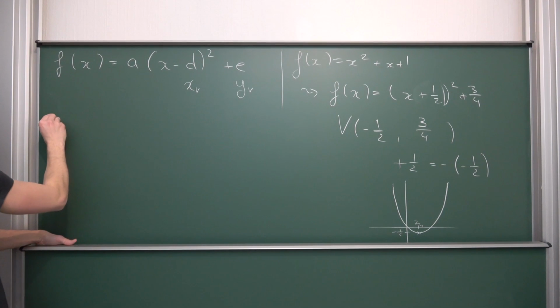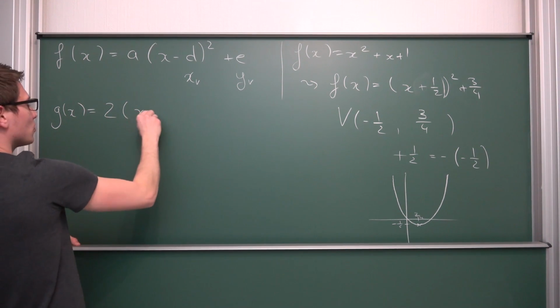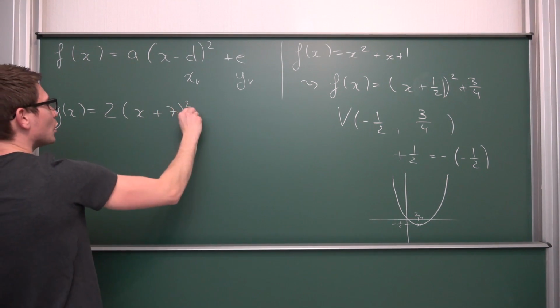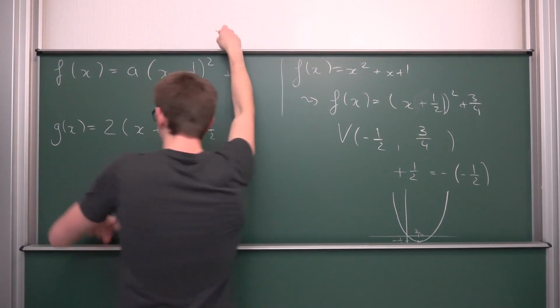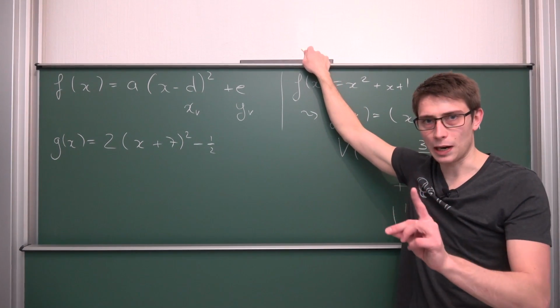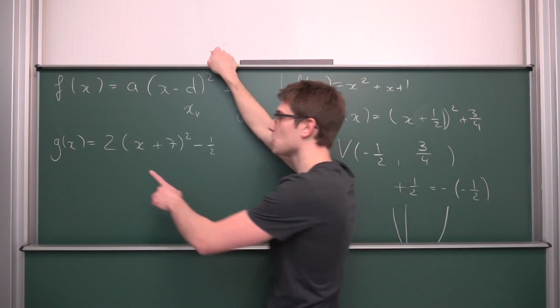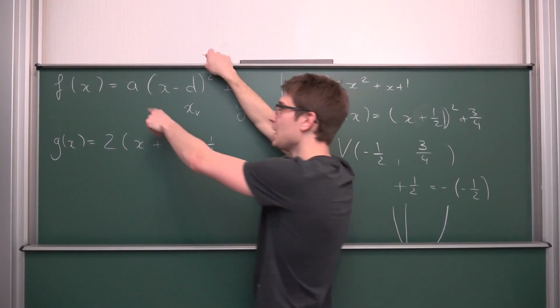In the following examples, let's say we have a function g of x being equal to 2 times, and then we're going to have x plus 7 squared minus 1/2. And now we want to read off where the vertex lies in the coordinate system. By the way, we are going to take a look at the Desmos insights in a few minutes from now, because we didn't really talk about the a right here.